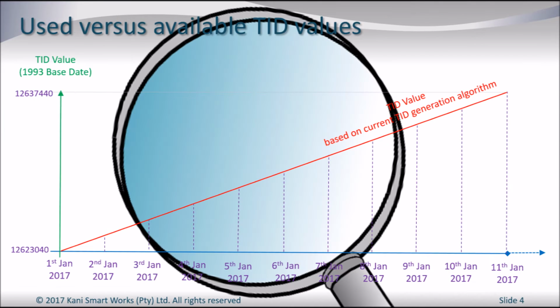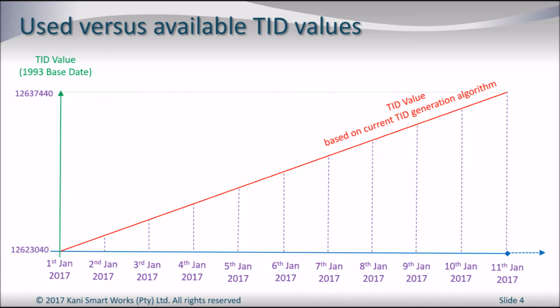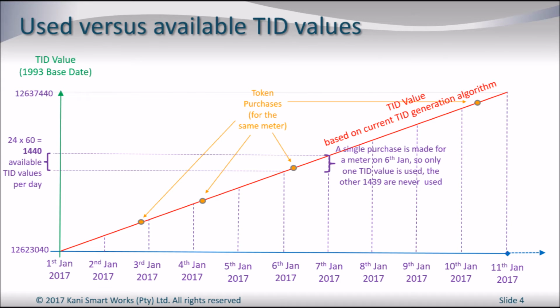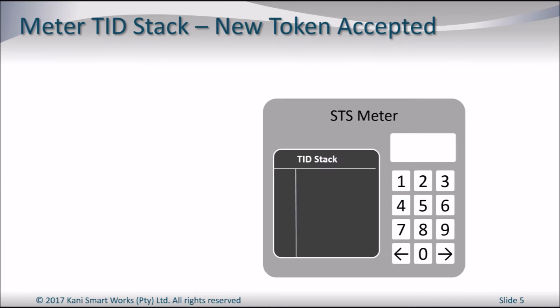Because the time span of the graph is 31 years, it helps to zoom into a small section to understand how TID values are consumed. If we have a look at a 10-day period, we can see that there are many more available TIDs per day than are actually used to generate tokens. And of course, once the time has gone past, the TID generation algorithm always requires that the next TID be greater than the previously generated one, so the previous ones can no longer be used. They are effectively lost.